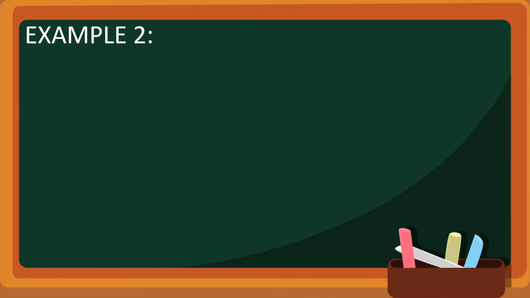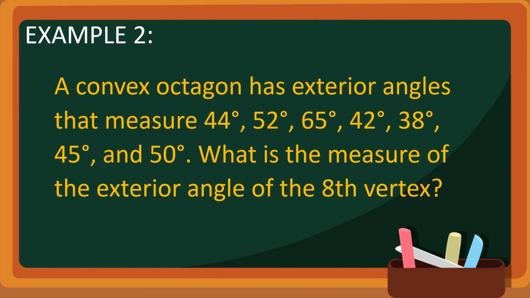Let us move on with a more complicated problem. A convex octagon has exterior angles that measure 44 degrees, 52 degrees, 65 degrees, 42 degrees, 38 degrees, 45 degrees, and 50 degrees. What is the measure of the exterior angle of the 8th vertex?